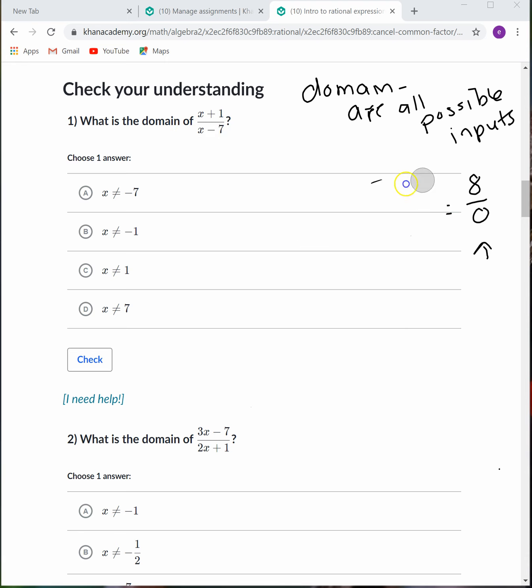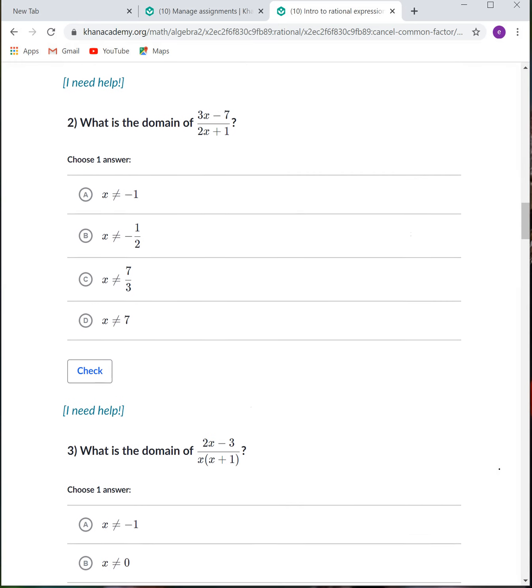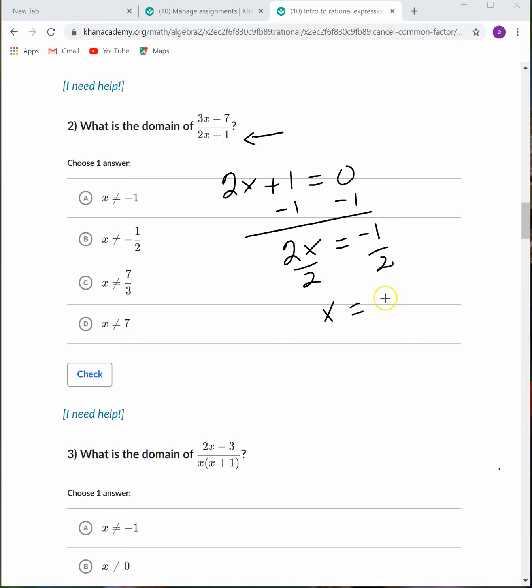I'm going to go ahead and erase this since I have all this here. I'm going to go ahead and scroll this up, and we're going to find the domain of this rational. Once again, we know that the denominator cannot equal 0, so I'm going to solve for x. So I have 2x plus 1 equals 0. I'm going to subtract 1 from both sides, and then we have 2x equals negative 1, and then divide by 2. So x equals negative 1 over 2, and that will make the denominator equal to 0.